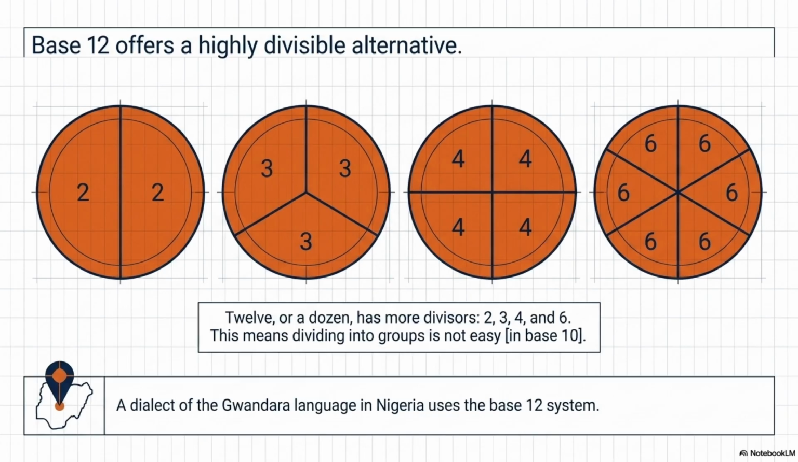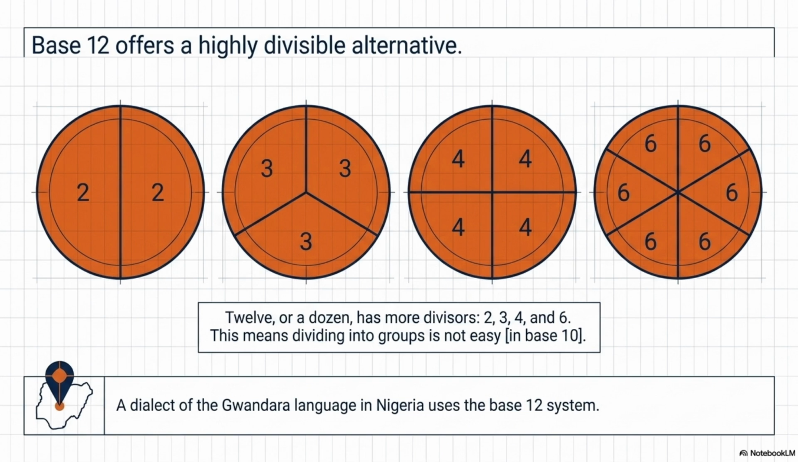Do real, breathing human beings actually use base 12, or is this just something academics argue about in obscure newsletters? Oh, no, it is very real. The textbook highlights a dialect of the Gwandara language in Nigeria, and they utilize a base 12 system to this day. Wow. And even in our own modern, heavily standardized lives, the ghosts of base 12 are absolutely everywhere, particularly in Europe.